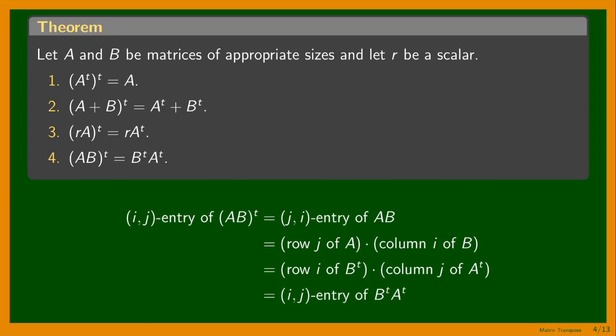Therefore, (AB) transpose and B transpose times A transpose have the same ij entry, and this works for all i and for all j. Therefore, equation 4, or property number 4, actually holds.